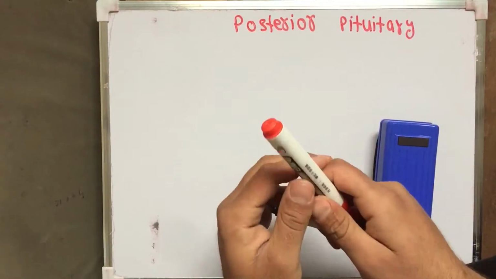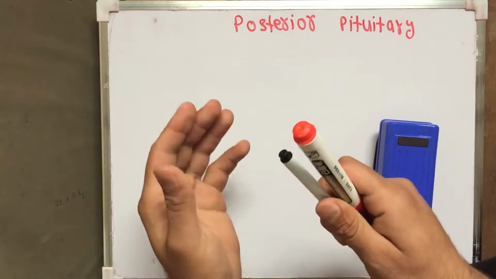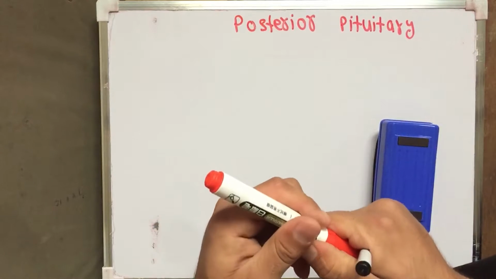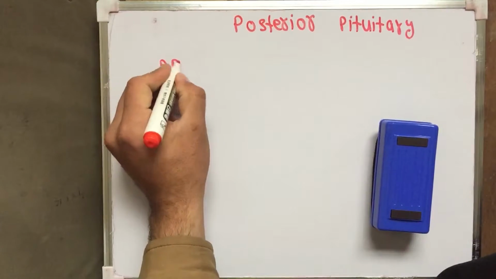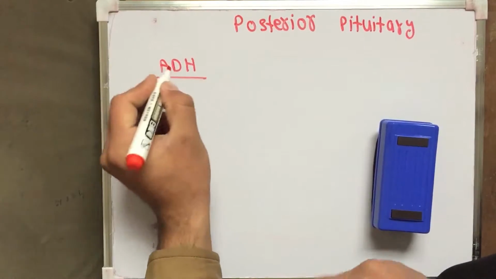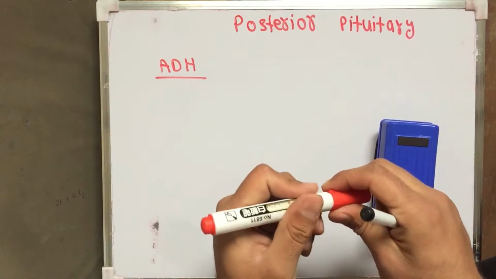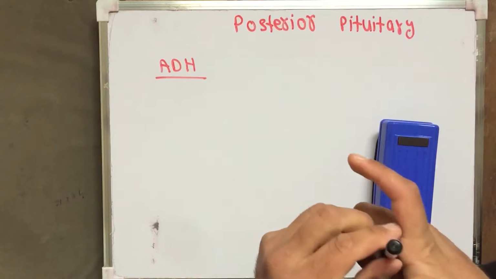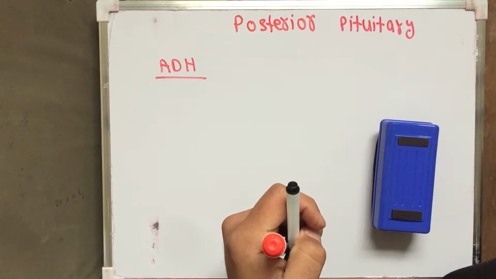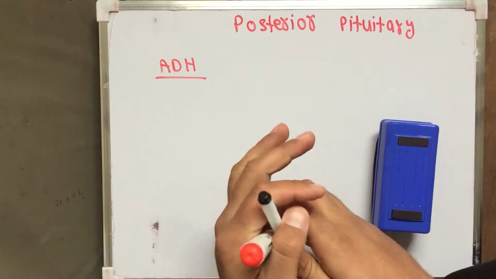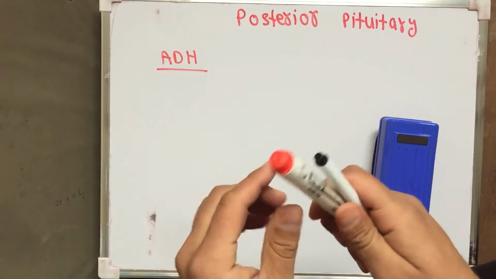So this is another point about oxytocin and antidiuretic hormone. Now let's discuss each hormone separately. Let's first of all discuss antidiuretic hormone. Antidiuretic hormone is released by the posterior pituitary. Where is it produced from? Actually, let's draw a diagram.